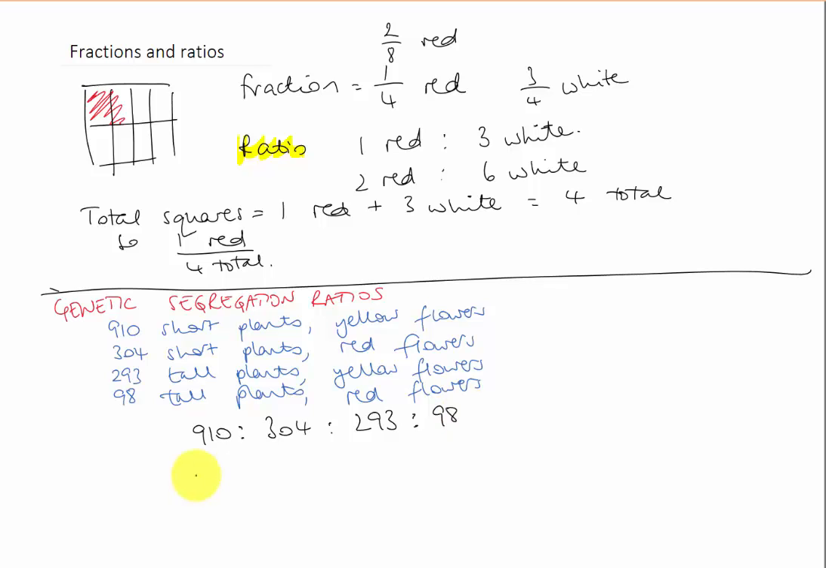So I've spotted here that this looks roughly like 9. This is about 900, this is about 300, 300 and 100. So if we divide all of these by 100, then we get 9.10, 3.04, 2.93, 0.98. So that's roughly 9 to 3 to 3 to 1, which hopefully is a familiar ratio to you.